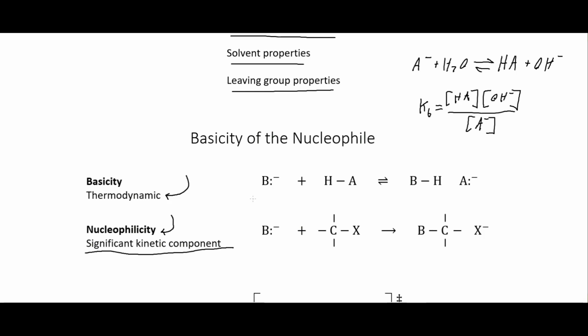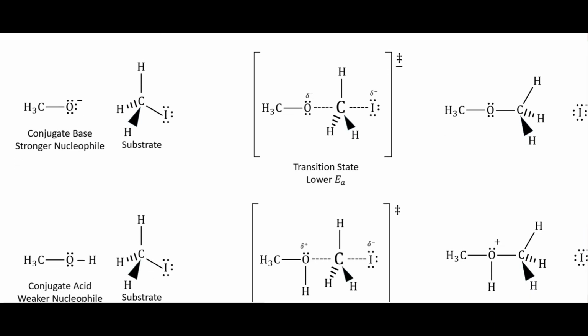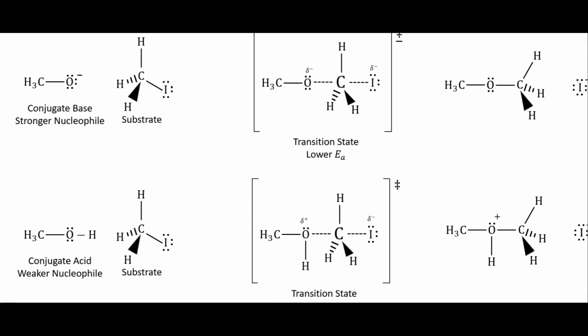And so just keep that in mind when I talk about the basicity of the nucleophile being a factor here. What we mean is the kinetics of the acid-base reaction going on here. But a nucleophile is always going to be acting as a Lewis base, and so the basicity does have to do with it. One place where the basicity comes into play is that the conjugate base is always going to be a stronger nucleophile than its conjugate acid.